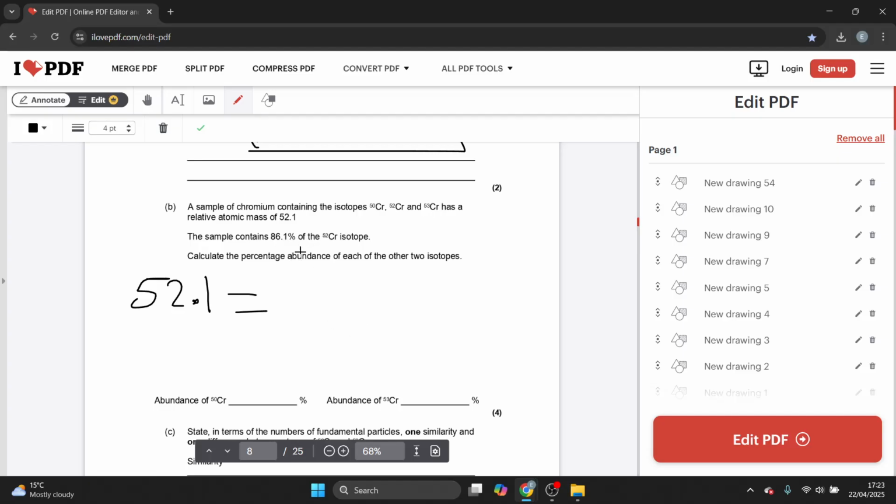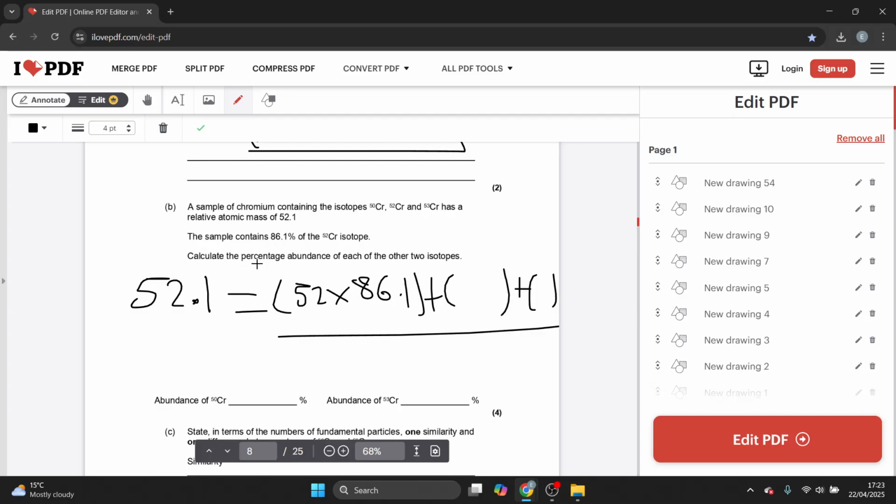So it contains this much of 52Cr. So 52 times by 86.1. If you're struggling with these kinds of questions, just fill in everything they give you. Fill in everything they're giving you. Well, it's percentage, so it's going to be divided by 100. I've also got 50 and 53. Now I don't know yet what I'm going to do. What am I going to do?